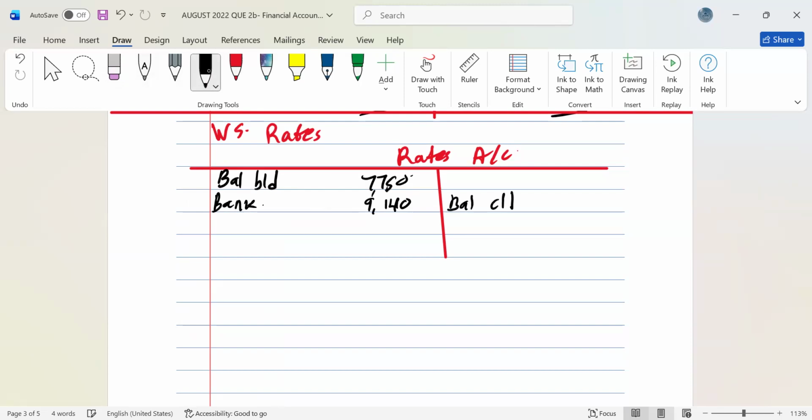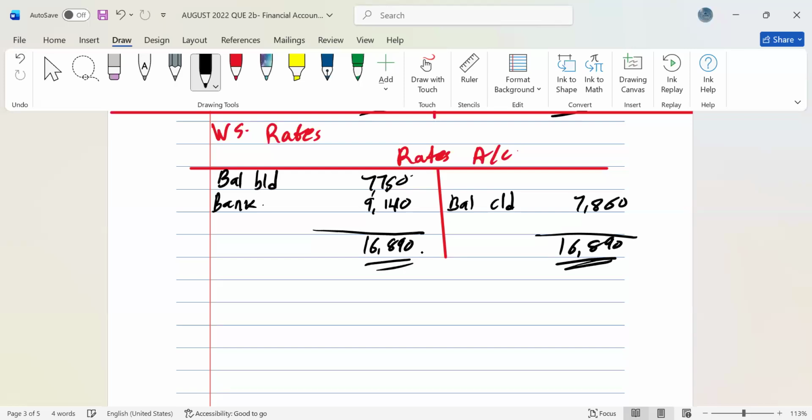Balance carried down. The prepaid rate for 2021, it was how much? It was 7,860, right? Yes, 7,860. Now, get the total. The total here will be 16,890, which will still be 16,890.